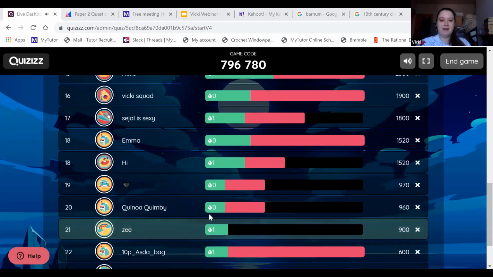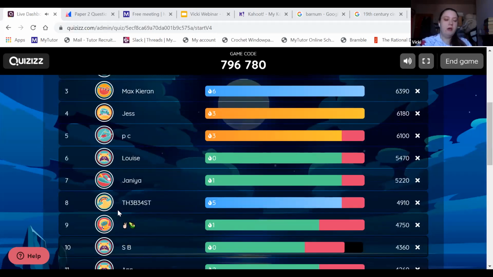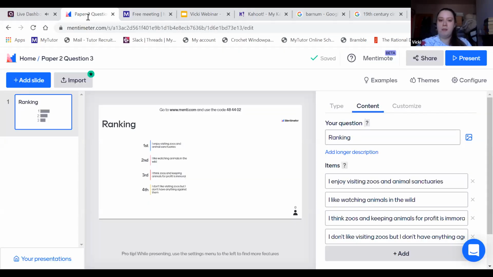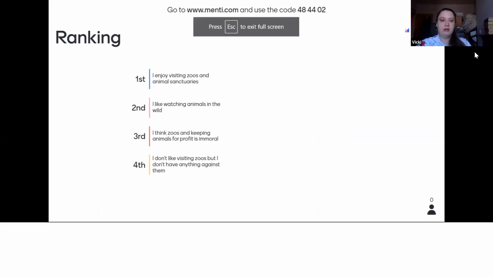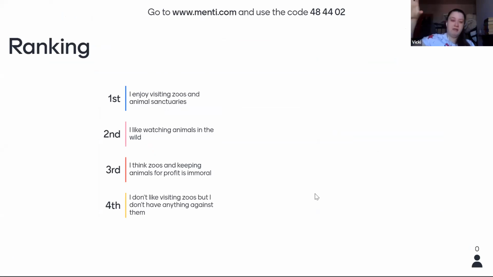Fabulous. Right, so I think what I'll do, whilst a few of you are finishing, I will move those of you who are waiting onto the Mentimeter. So this is just a little opinion finder. The info you need is up the top there, so menti.com and then 484402. So what I'd like you to do is rank these statements from first being the one you absolutely agree with and fourth being the one that you completely disagree with.